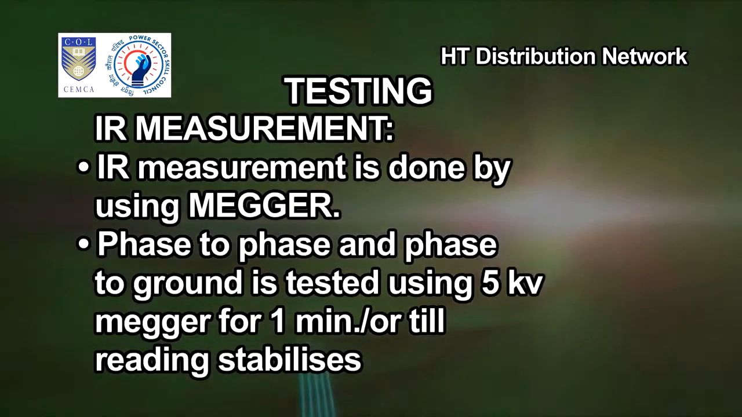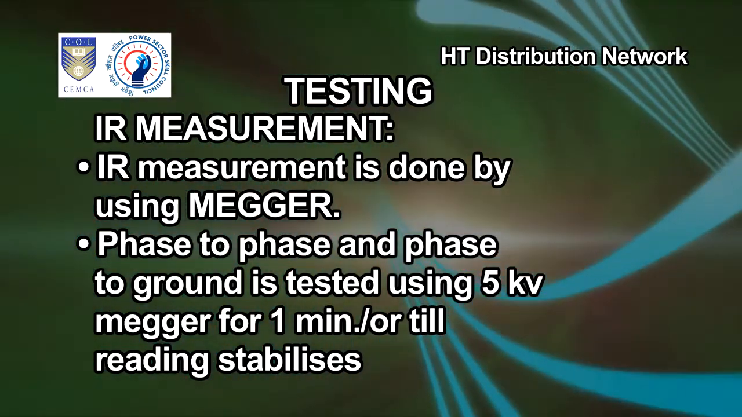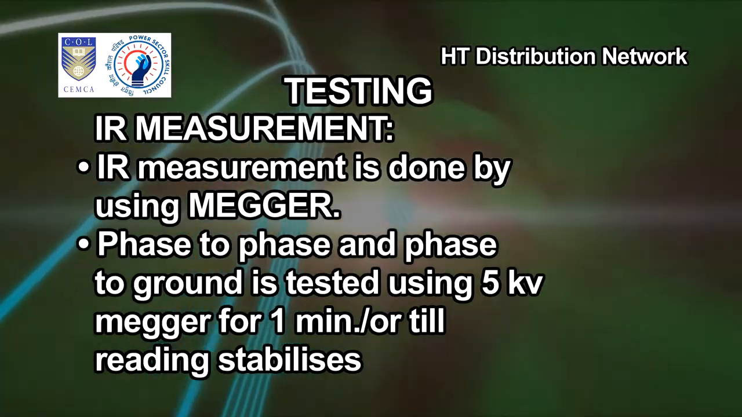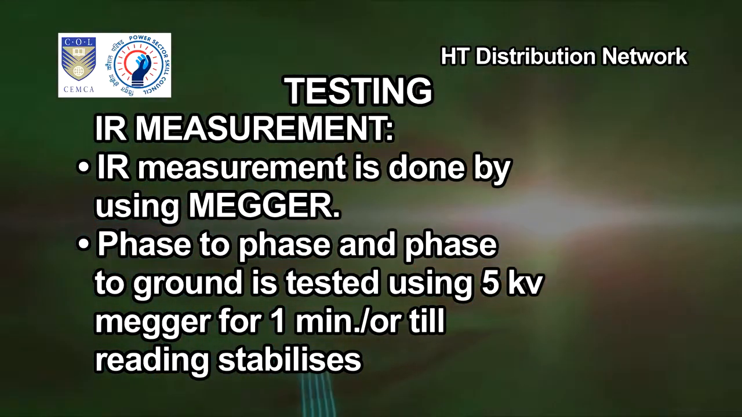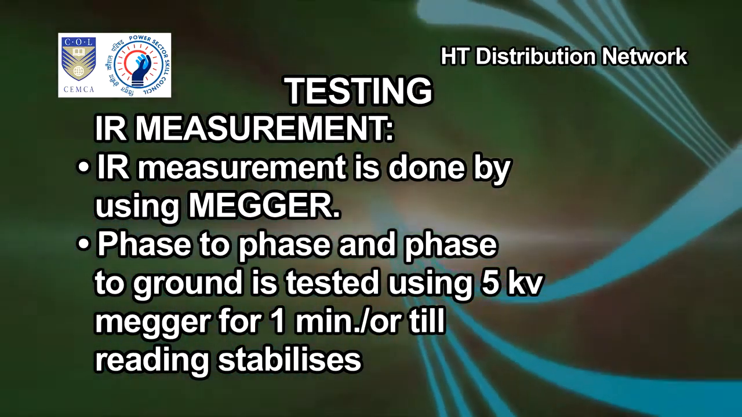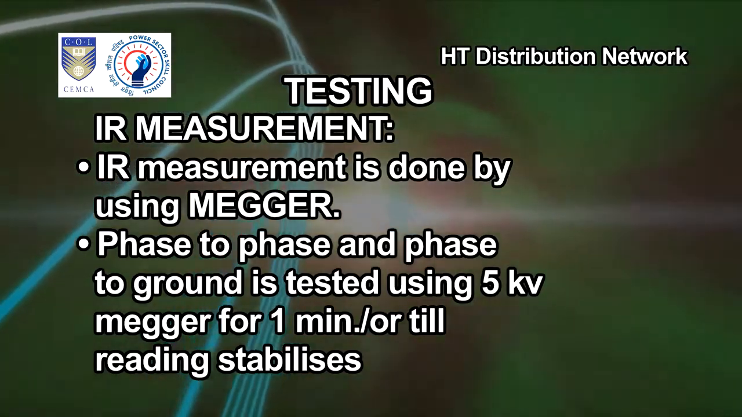Testing. IR measurement. IR measurement is done by using a megger. Phase-to-phase and phase-to-ground is tested using a 5 kV megger for 1 minute or till the reading stabilizes.